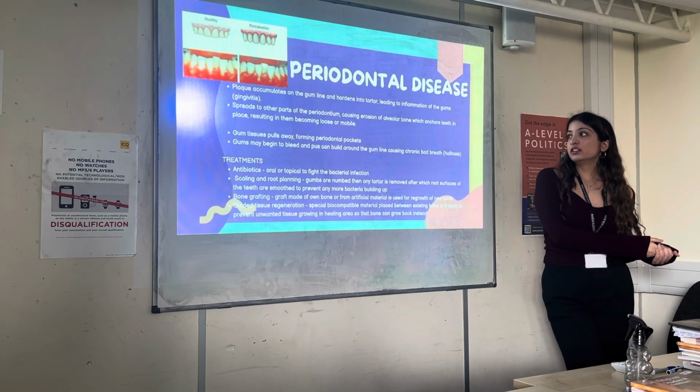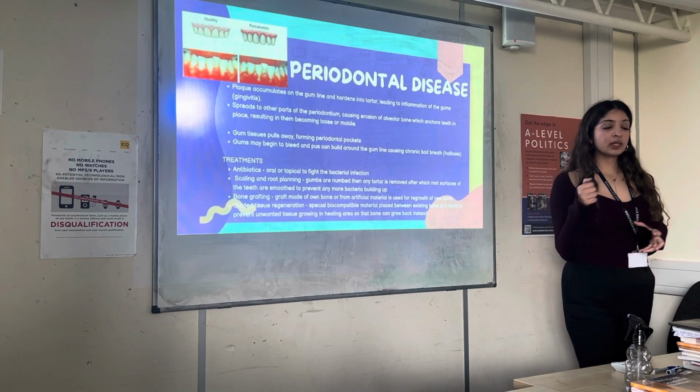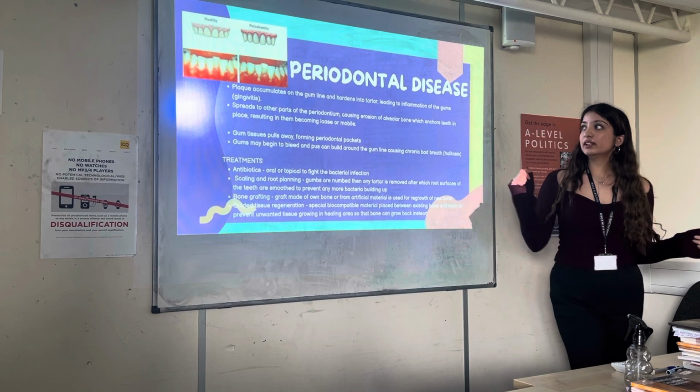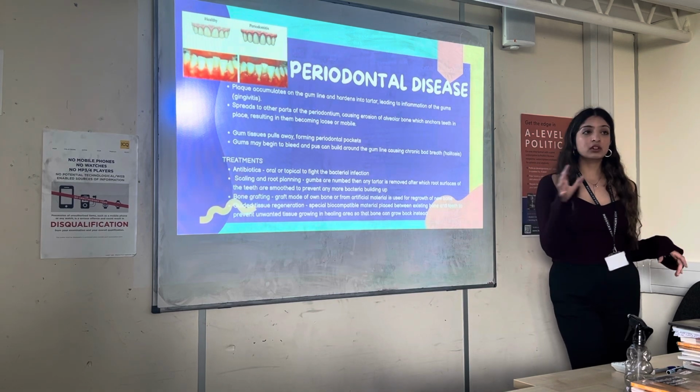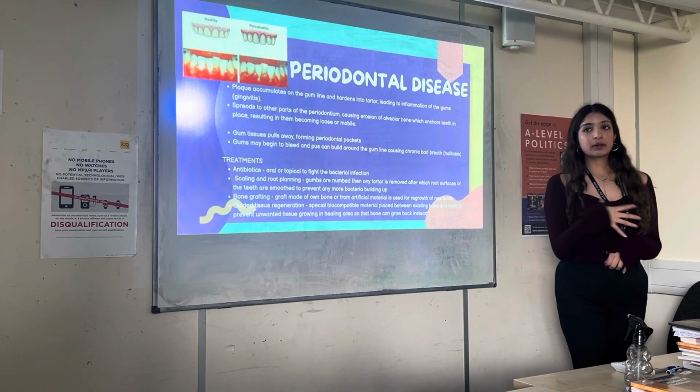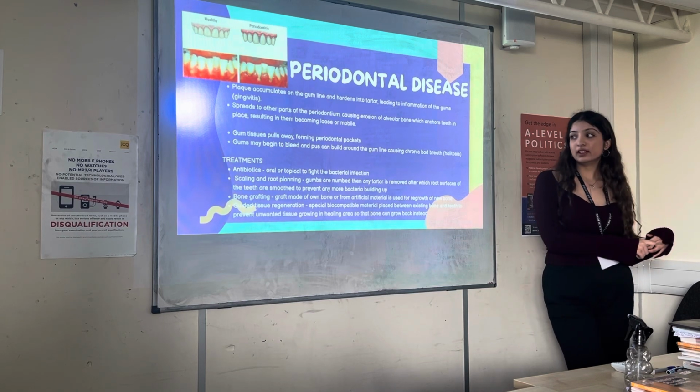Another feature of periodontal disease is that the gum tissues pull away, forming periodontal pockets, as you can see in that picture there. And they also may begin to bleed, and pus can build up around the gum line, which causes chronic bad breath, and that's called halitosis.